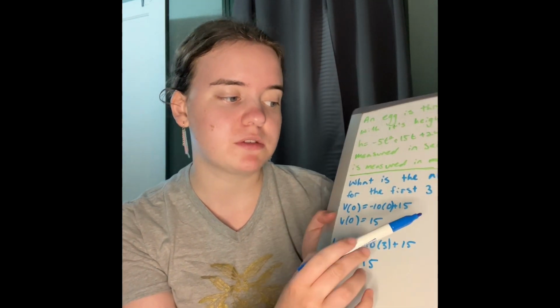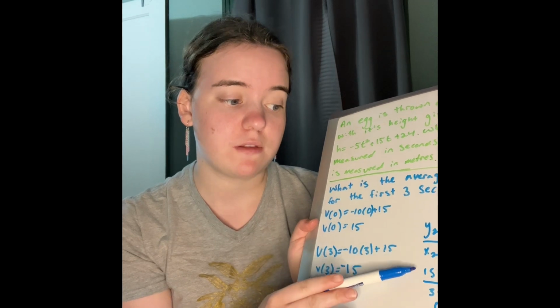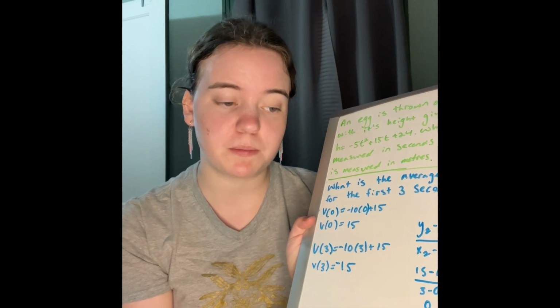The next question asks us, what is the average velocity for the first 3 seconds? So first we use our velocity equation, we plug 0 in, we get 15. Then we use our velocity equation, we plug 3 in, and we get negative 15. Then we use our y2 minus y1 over x2 minus x1, 15 minus 15, so we end up with 0 meters per second, because that's the average velocity for the first 3 seconds.